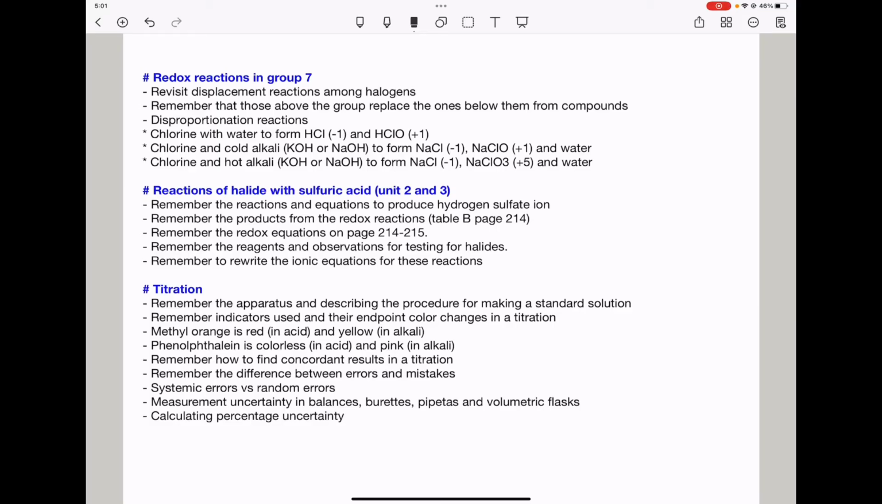You need to remember how to find concordant results in a titration, and remember the difference between errors and mistakes. There are systematic errors, and there are also random errors. You need to learn about measurement uncertainties in balances, burettes, pipettes, and volumetric flasks. This is common as well. You also need to practice calculating the percentage uncertainty in these calculations.